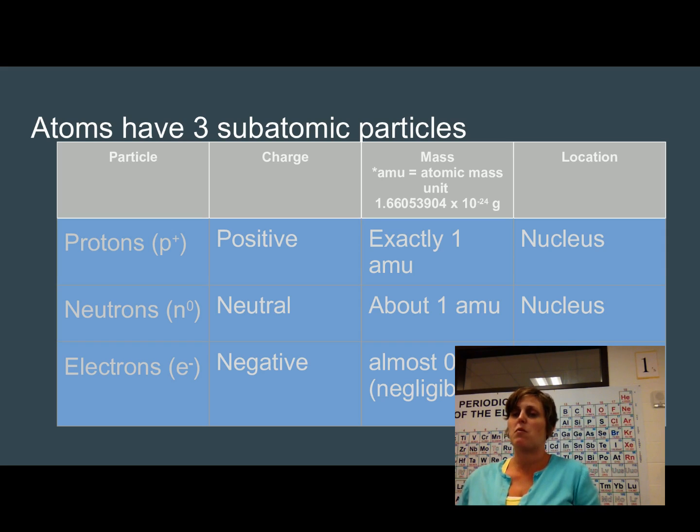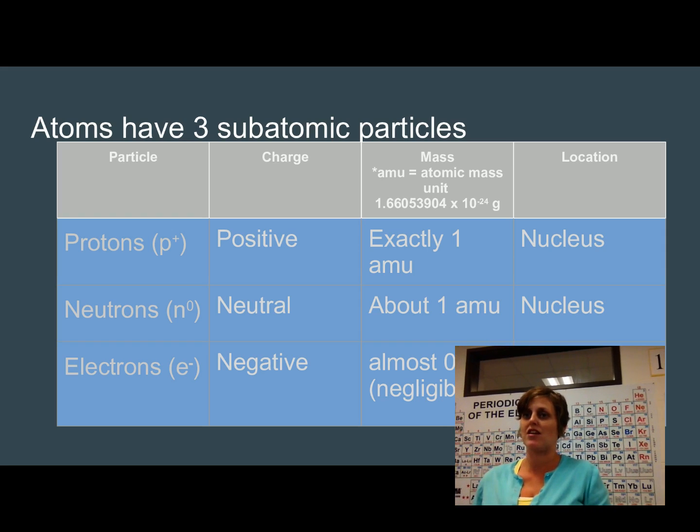Your electrons are going to be what interacts in a chemical reaction, because they're on the outside. But if you start messing with those things on the inside, that's when you've got a nuclear explosion or a nuclear reaction, because it's happening in the nucleus.